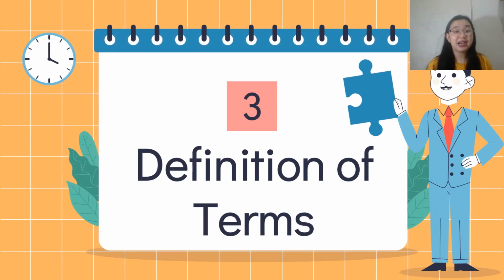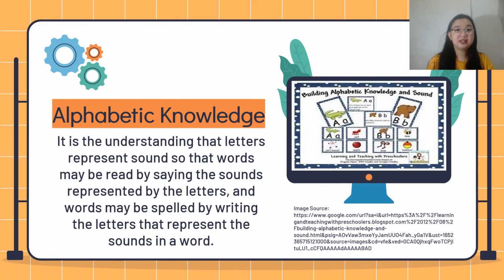Let us now tackle the third topic, which is definition of terms. The first is alphabetic knowledge. It is the understanding that letters represent sound so that words may be read by saying the sounds represented by the letters, and words may be spelled by writing the letters that represent the sound in a word.